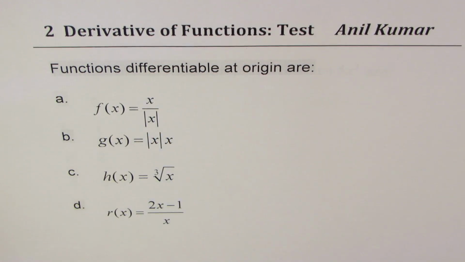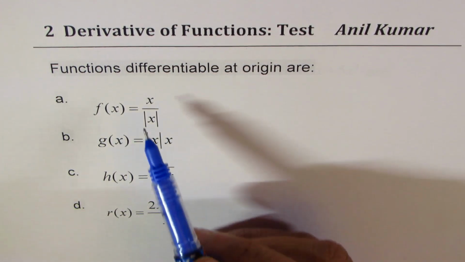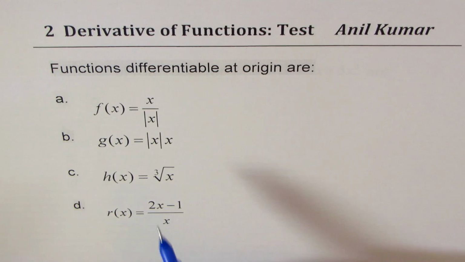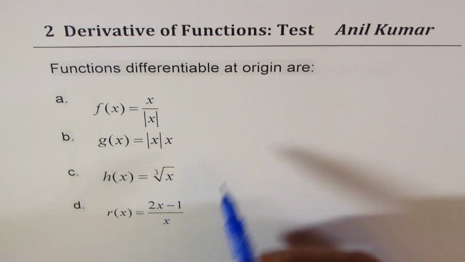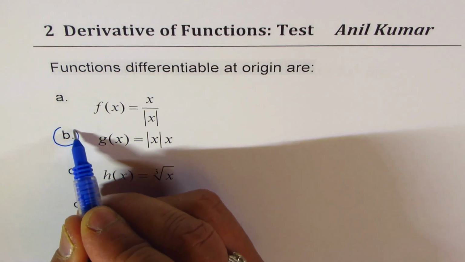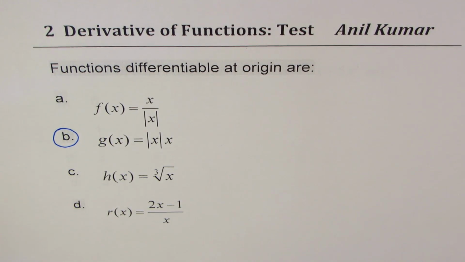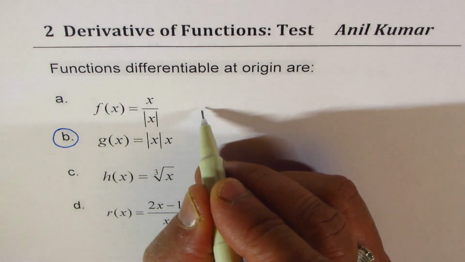So we have a couple of examples here, and out of all these examples, the only function which is differentiable at origin is this function, right? Now I'd like you to explore it in more detail and then answer.